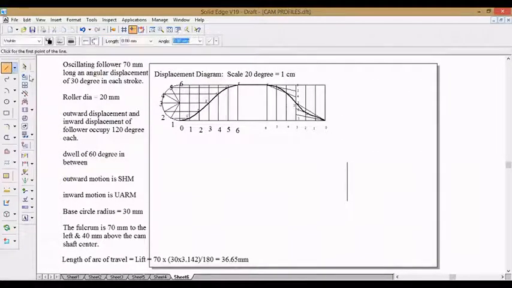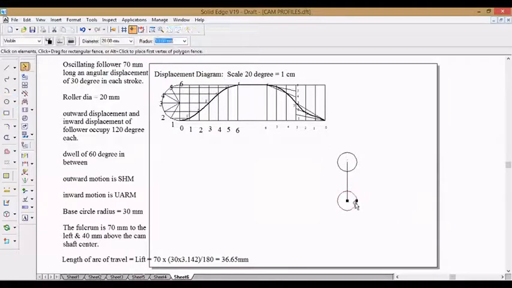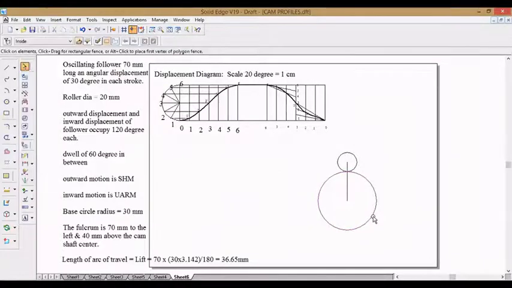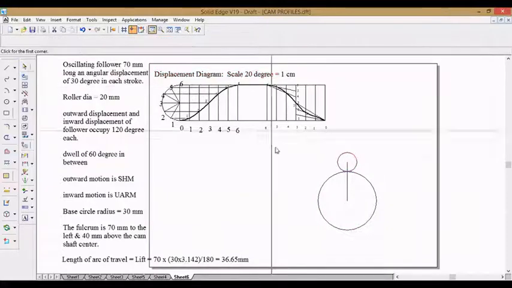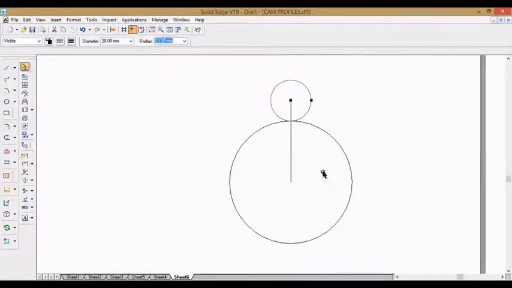And now we need to construct a roller at this point. The dia is 20 mm. And we need to construct the circle at this point. The dia of the circle is 60. So this constitutes the base circle, and this constitutes the roller circle. This is the base circle and this is the roller circle. This is not a roller follower. Keep in mind, this is an oscillating follower.